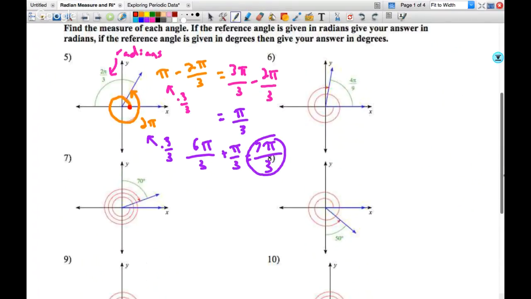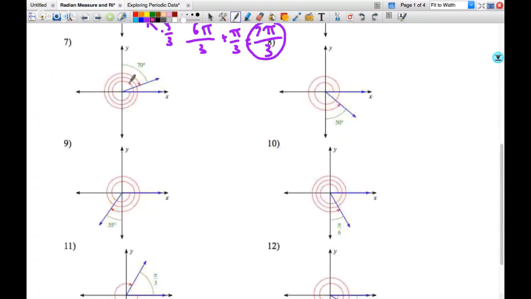All right, look at number 7. This one's going to end up being negative. We can tell that it's going clockwise, which means negative. Also, the first move here is down, which kind of reminds us that it's negative. This one's given in degrees, so we're going to count in degrees as we go around.